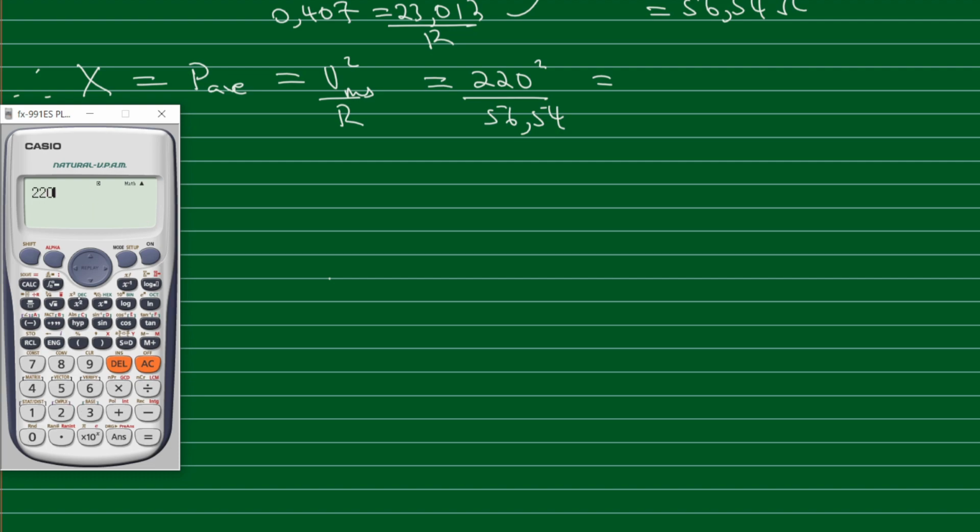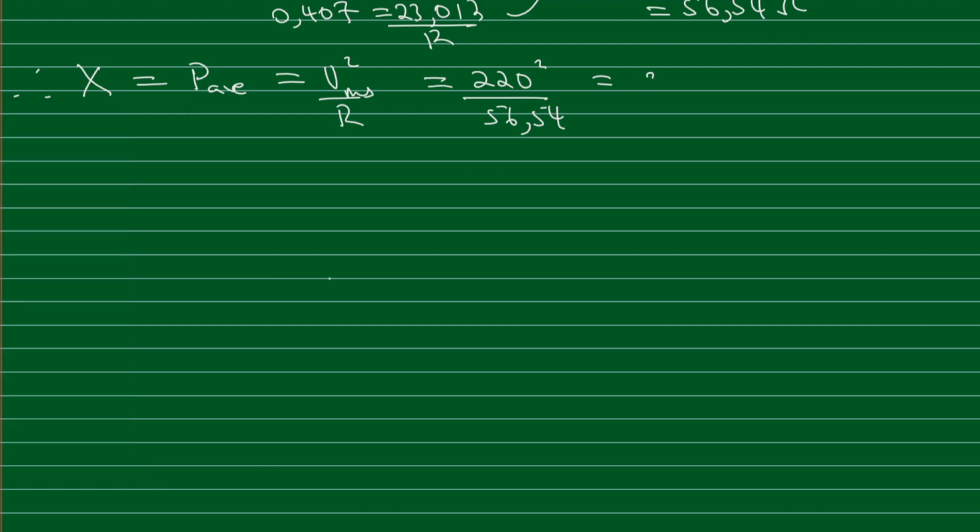Let's go on to divide that one. 220 squared over 56.54. We are getting here 856.03. So 856.03 watts. That will be the power for X.